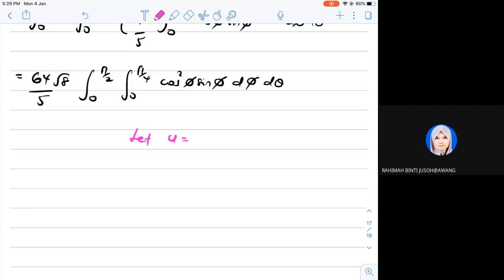Cos phi, isn't it? We let u equal to cos phi. Yes, very good. Let u equal to cos phi. So differentiate u, we will have negative sine phi d phi.